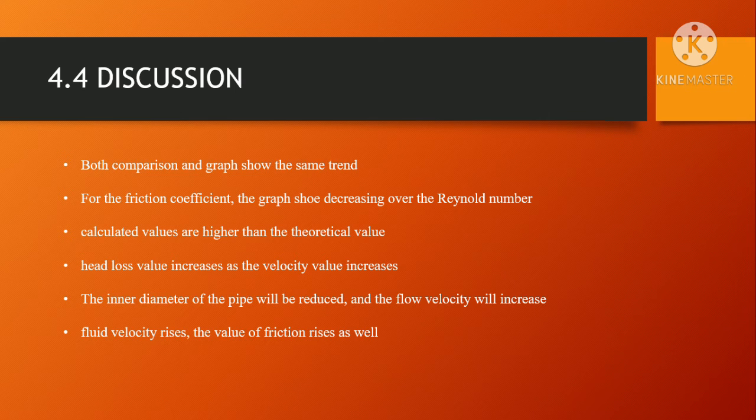Next, the amplitude of the fluid flow will increase as the flow rate is increased. As we can see, the head loss value increases as the velocity value increases. There will be some non-moving liquid in the tubing, and the inner diameter of the pipe will be reduced and the flow velocity will increase. As a consequence, as fluid velocity rises, the value of friction rises as well, resulting in an increase in head loss.